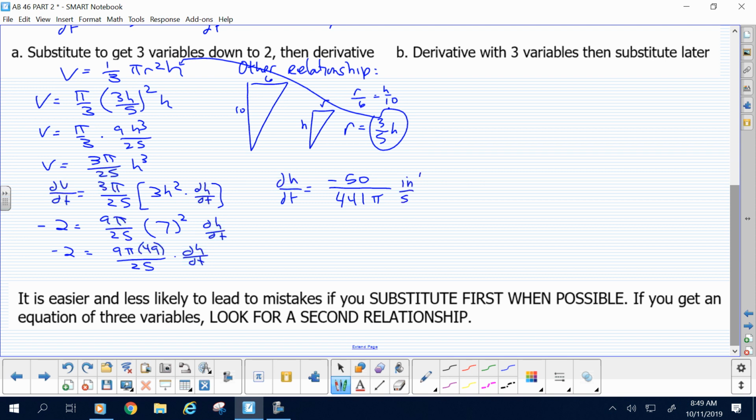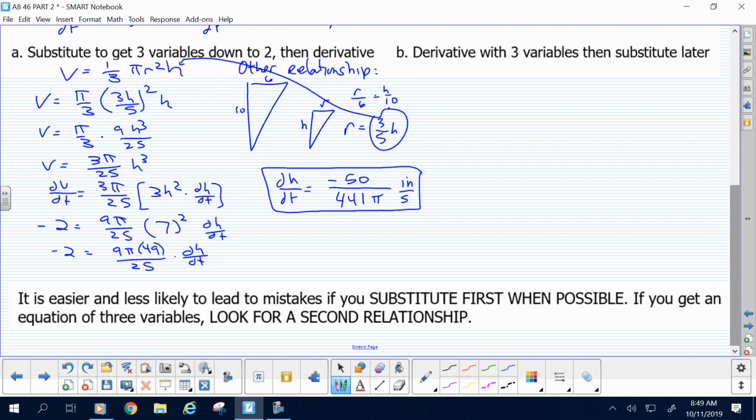Does that make sense that dH/dt is negative? Why? Yeah, as the volume decreases, as volume drains out, the height will decrease. A negative derivative means a decrease in the thing you're talking about. You with me? Okay.